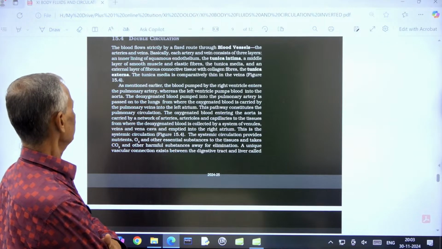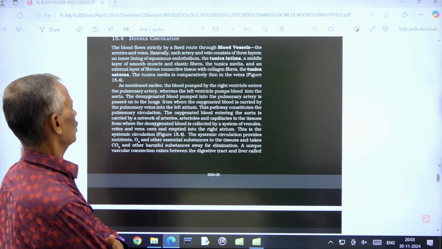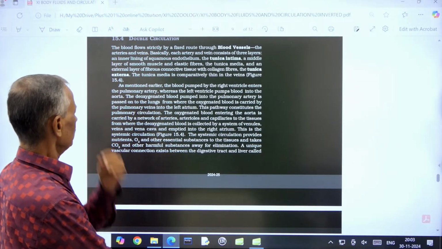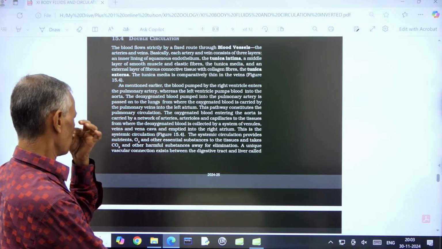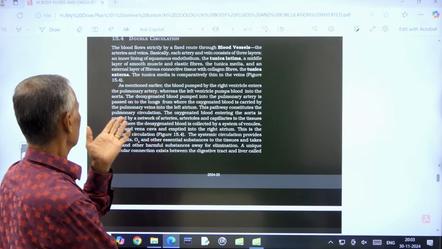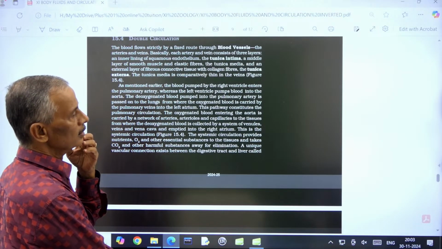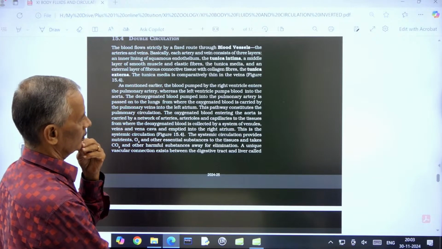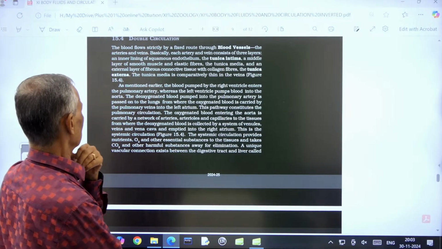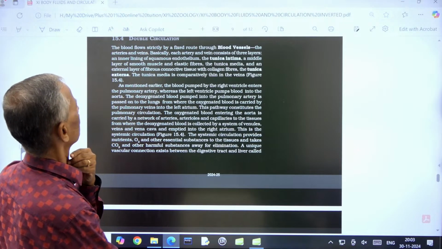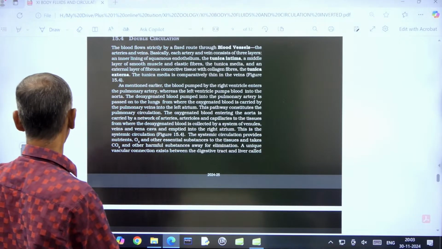Pulmonary circulation, also called lesser circulation, then greater circulation or systemic circulation. Then you have the portal system, the hepatic portal system. Okay.